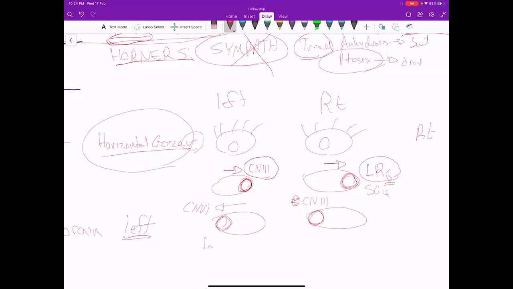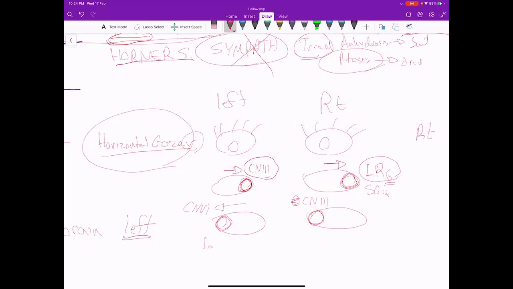So if you have an ipsilateral eye problem and you think it's the oculomotor: if the oculomotor is damaged, it has parasympathetic innervation, so you will have ptosis and you will have mydriasis. If you have something in the eye but there's no ptosis and no mydriasis, it's unlikely, not impossible, but unlikely to be the oculomotor nerve.